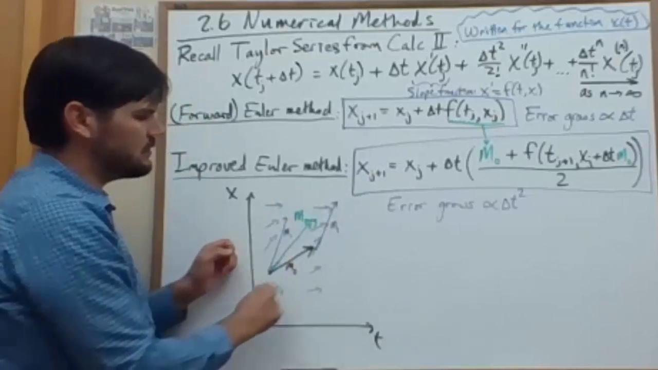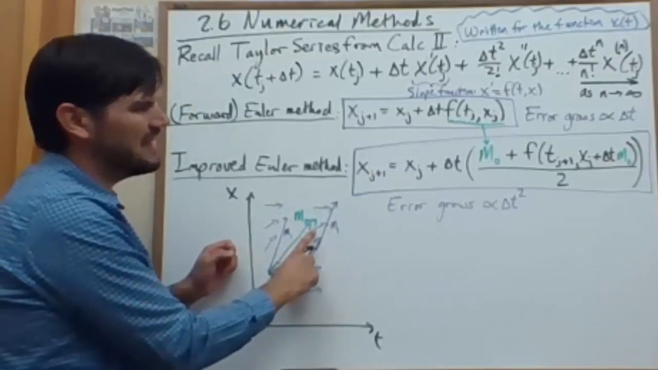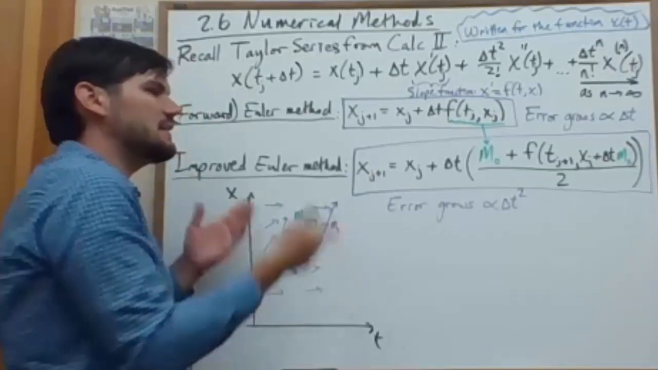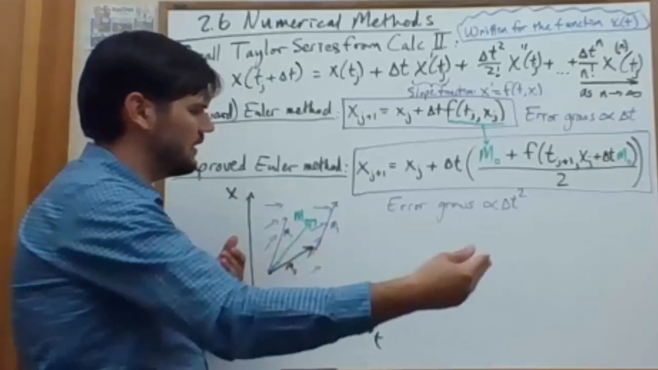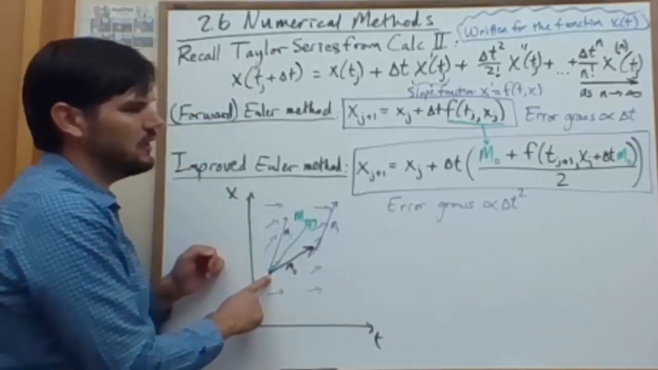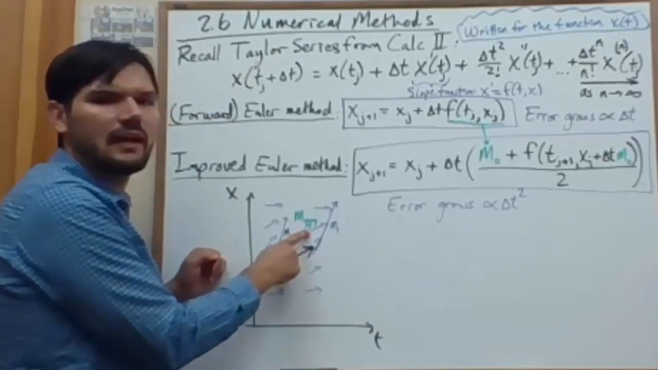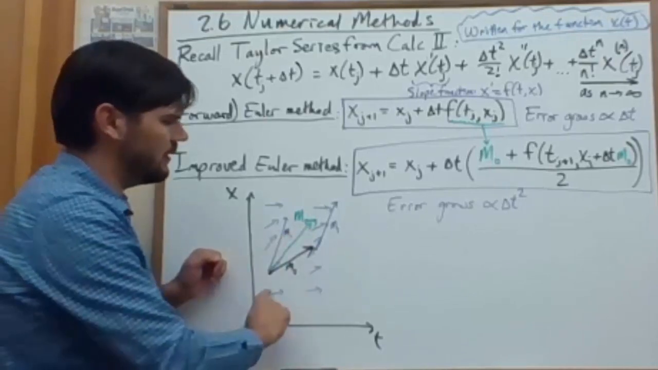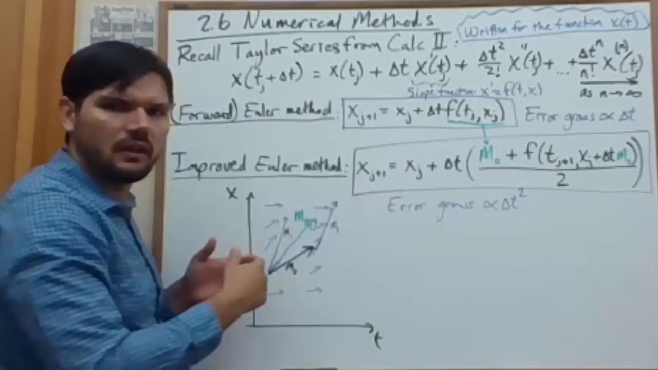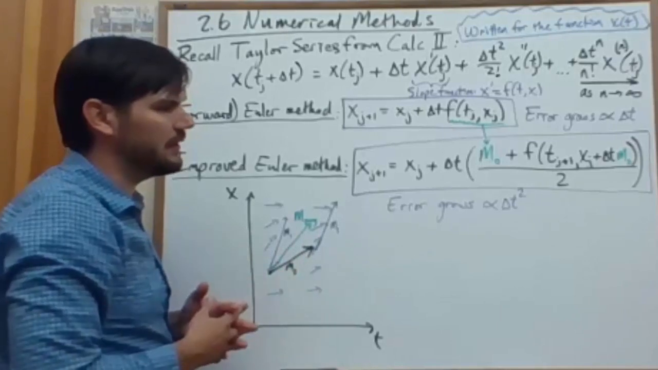And then once we average those two, we get this green slope, and that's what we use, just as in Euler's method, to move forward. We go from x sub j to the better x sub j plus 1 and try to follow this curve from the direction field a little bit better.